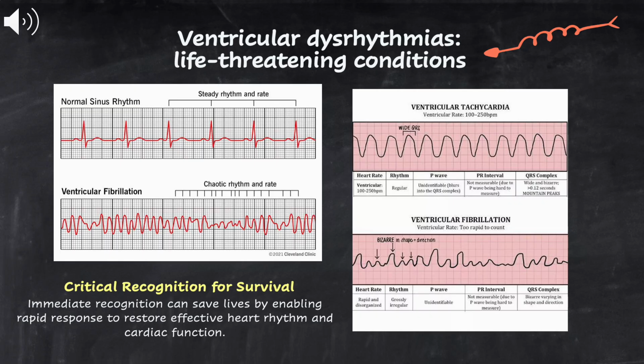The final section of this slide emphasizes critical recognition for survival. Early detection and prompt response are essential. Recognizing these rhythms quickly allows for immediate intervention, which can restore effective heart rhythm and save lives. The key takeaway is that ventricular dysrhythmias are never benign. Rapid identification and urgent action are critical nursing responsibilities.